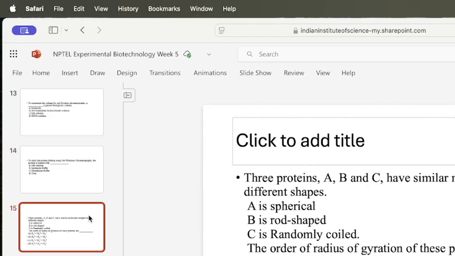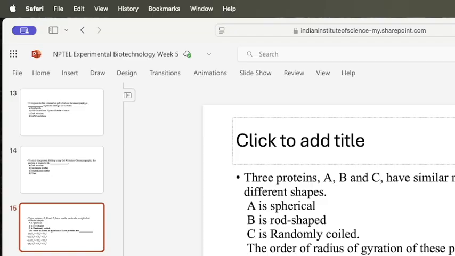Fine. The next question is, three proteins A, B, and C have similar molecular weights but different shapes. A is spherical, B is rod shaped, and C is randomly coiled. The order of radius of gyration of these proteins is dash, and four options are given here.